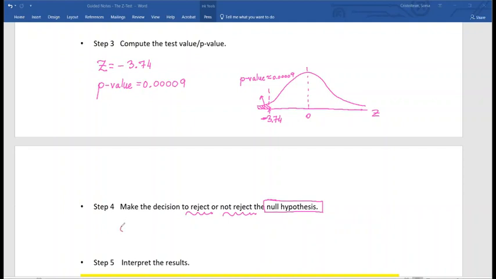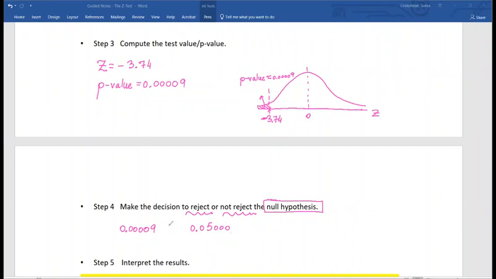P-value is 0.00009, very small. Alpha for this problem, if you look through your notes, is 0.05. It's a lot easier to compare these numbers if you have the same number of decimals, so I will add 3 more zeros to have 5 digits and 5 digits.